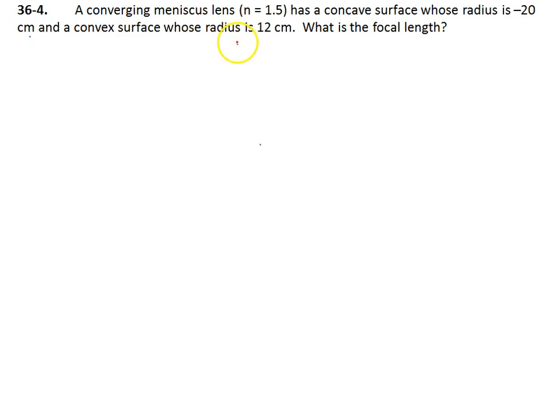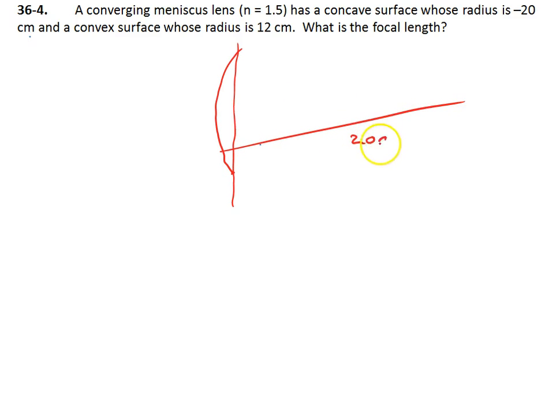The lens has a concave surface, radius of minus 20. So there's the concave surface, and there's a radius of curvature of 20 centimeters, and it's minus because the sign convention is that concave surfaces on lenses have negative radii of curvature, and a convex surface whose radius is 12 centimeters. So 12 centimeters will be much closer than the 20.